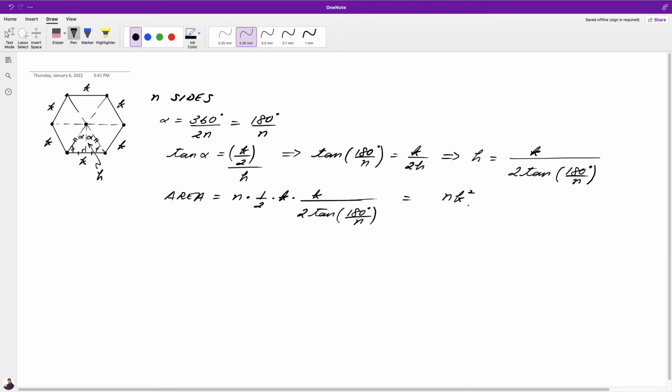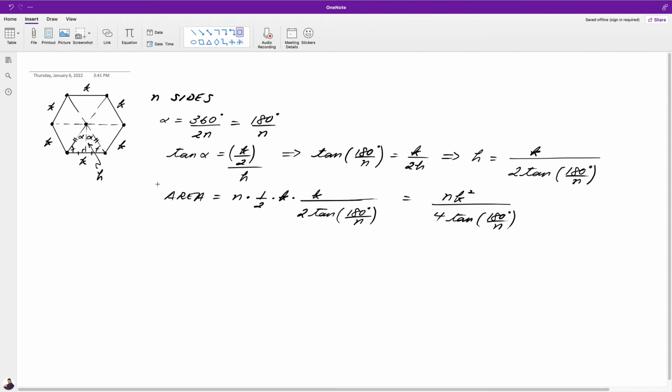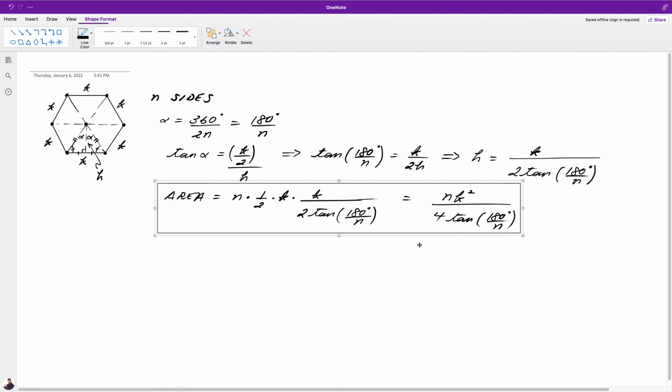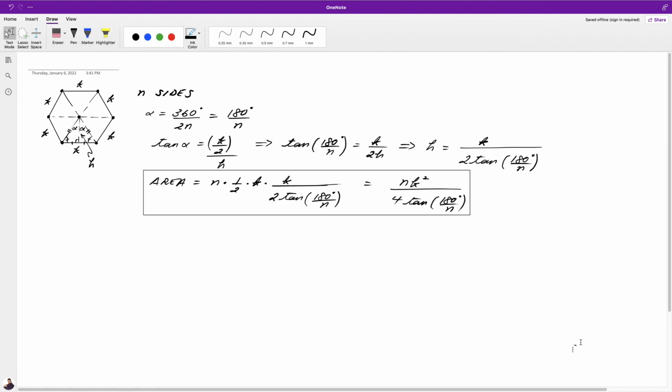Okay. And this will simplify to nk squared over 4, because there's a 2 there, tangent of 180 degrees over n. Okay, so there you go. A formula for the area of a regular n-sided polygon with side length k.